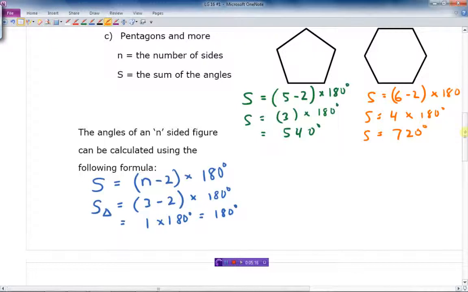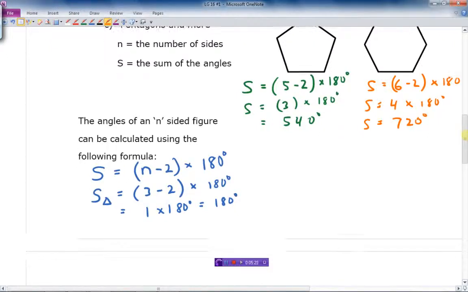Generally speaking, in this course, we won't use more than, say, 5 or 6-sided figures. It'll be the max, probably. I don't think we'll go any more than that.